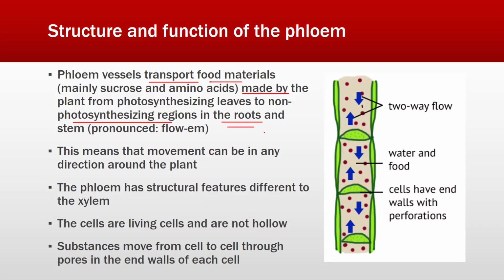Phloem transports food from where to where? From the leaf to the stems. What does phloem transport? Food. Where is food produced? In the leaves. So it would be transported from the leaves to? In the roots. Exactly.